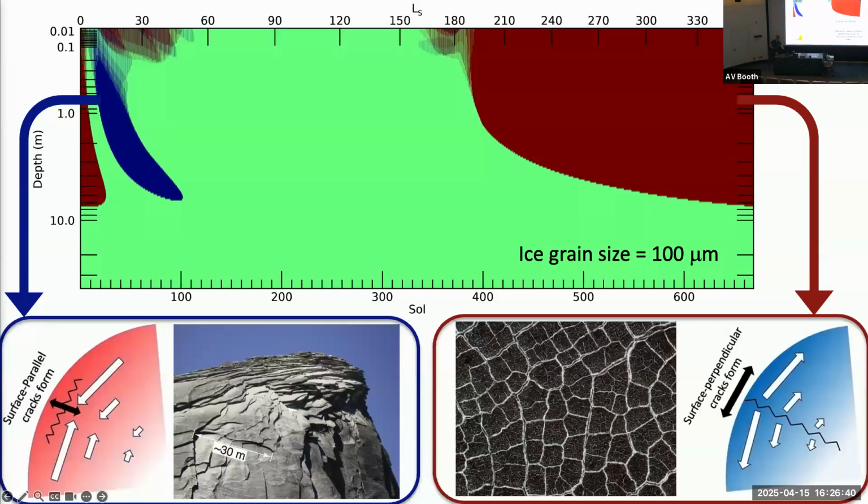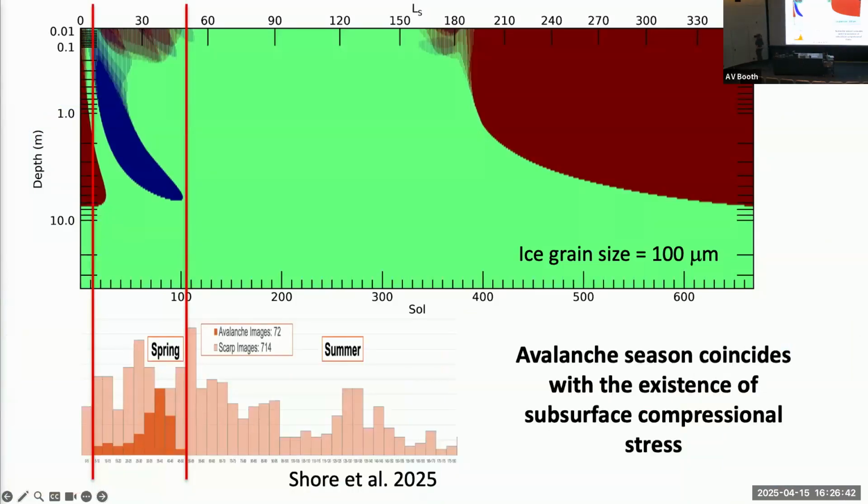So how does that compare to the timing of the avalanches? Well, it's pretty interesting, isn't it? The avalanches are all here in the LS range, say 5 to 50, or 10 to 50, and the compressional stresses match up with that almost exactly, at least for this ice grain size anyway.